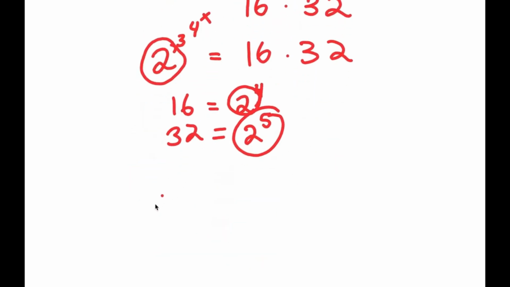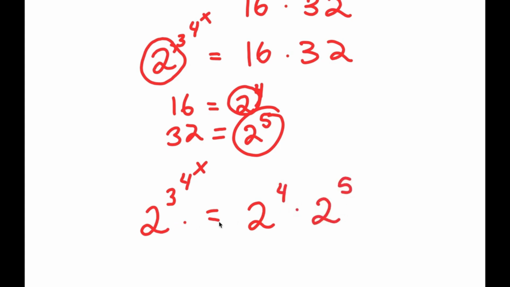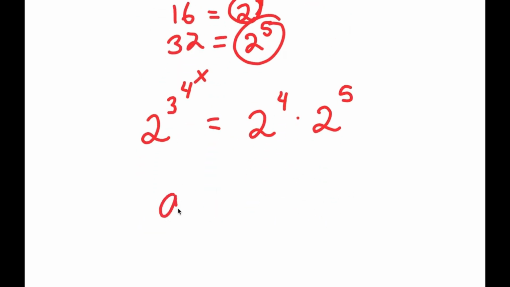So now I can rewrite this as 2 to the power of 3 to the power of 4 to the power of x is equal to 2 to the power of 4 times 2 to the power of 5. Now all my terms are bases of 2. Now, if I have something in the form a to the power of m times a to the power of n, this is equal to a to the power of m plus n.